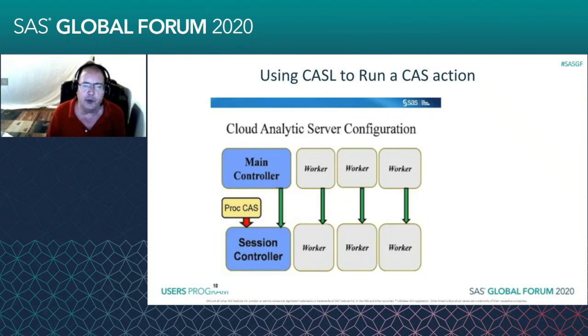Now, one of the things we want to make sure we understand is exactly what we're talking about here. This is a picture of our server. It's got workers. It's got the main controller that you log into, and then you got the session controller, which is created for you and you alone. That's who we talk to. We're talking to the session controller. We're giving it work to do, and that work gets spread across the workers as we execute actions.